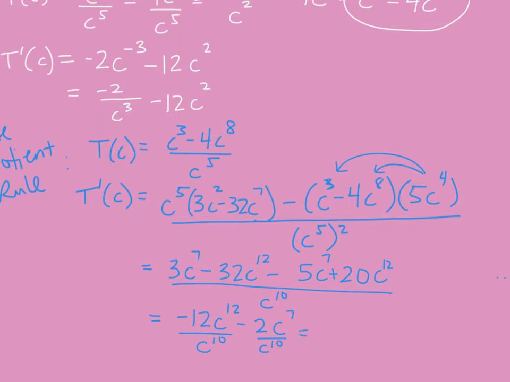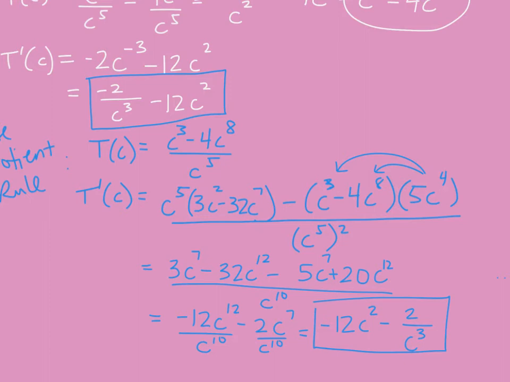And our first term, c to the 12th over c to the 10th, would be c squared, so negative 12c squared, then minus 2 over c cubed. So either way we get the same thing. The terms are just written in a different order. It doesn't matter. So we have our derivative either way. I think that the quotient rule is much more difficult in that sense, but just making sure that in case you do need to use the quotient rule that you know how.